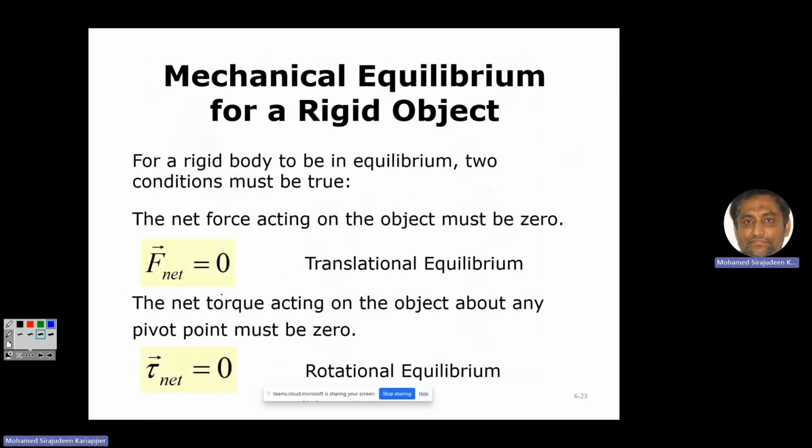Right, now we come to equilibrium. Equilibrium for a rigid object.